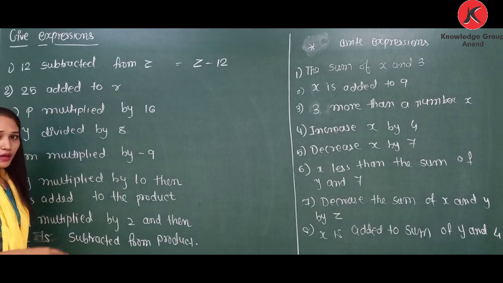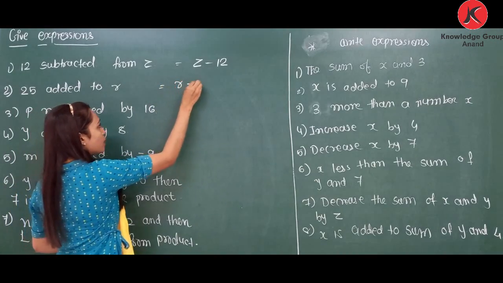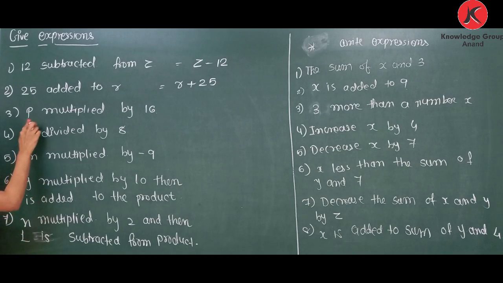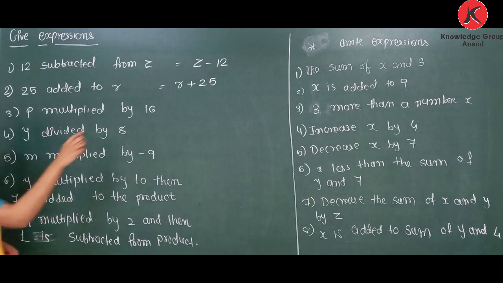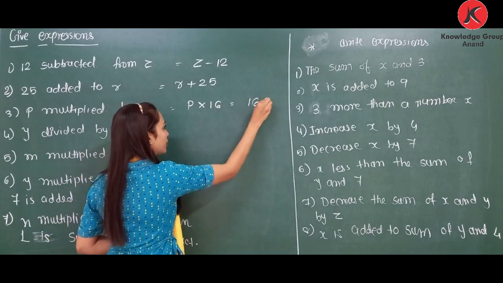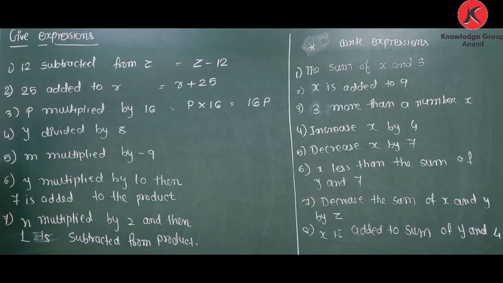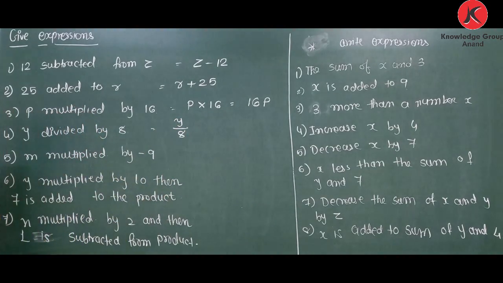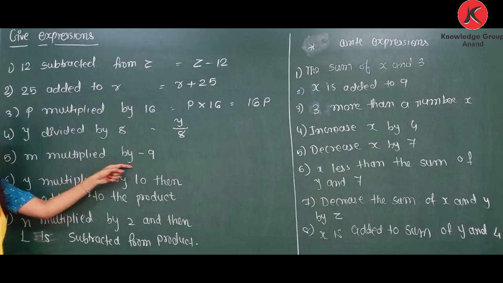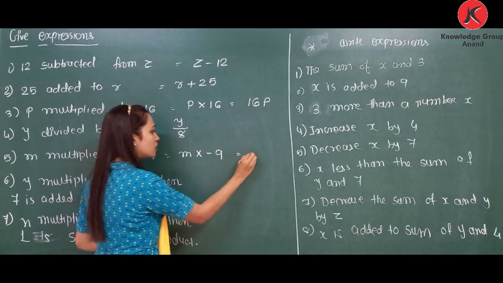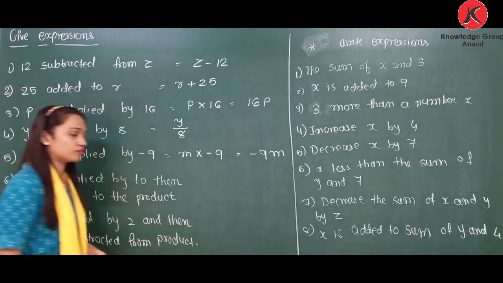We cannot change the order in a subtraction. 25 added to r. Here we can write r plus 25. Next statement, p multiplied by 16. So it is 16p. That is our algebraic expression. y divided by 8. Here we can write y divided by 8. m multiplied by minus 9 gives minus 9m.